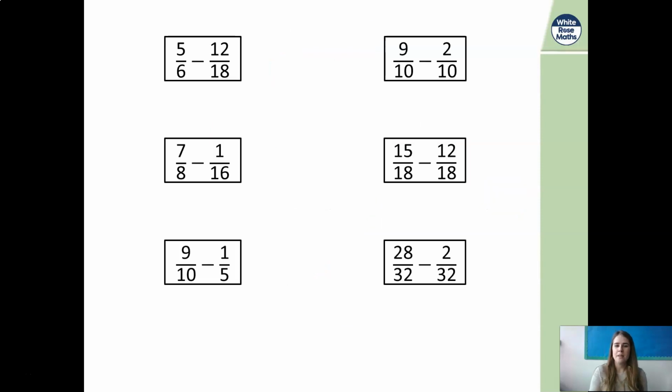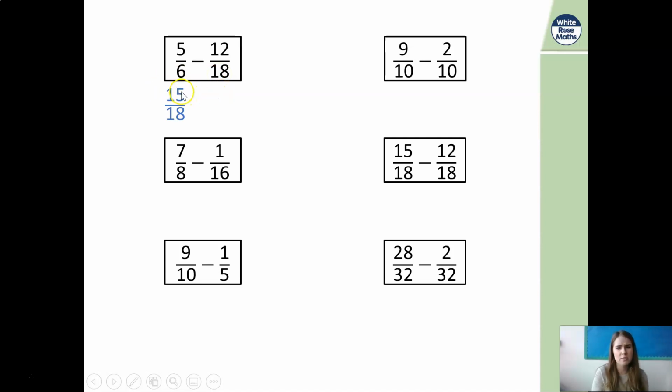Okay. Now, I'm going to show you an answer to one of these, okay, and then it's your job to see if you can match up the correct fractions, okay? So let's look at the first one, 5/6 and 2/18. So I'm going to have to match my denominators so that they're the same. So I'm going to match it to my 18s, and 6 goes into 18 3 times. So 3 lots of 5 is 15.